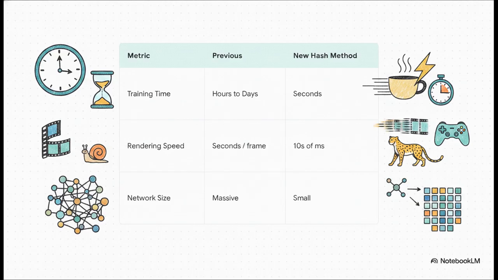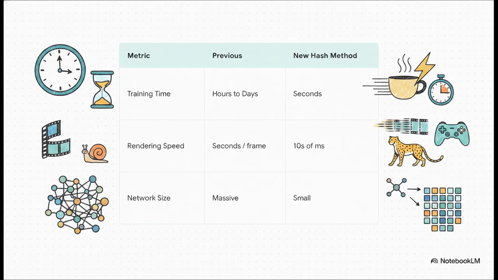For rendering speed, we go from taking whole seconds just to generate a single frame, to generating frames in tens of milliseconds, unlocking 60 frames per second real-time interaction, and finally the network size. We move from a massive, bloated, fully connected bureaucracy to a highly streamlined, small network augmented by rapid hash table lookups. Now, as graduate researchers, we must also critically discuss the limitations of this study.